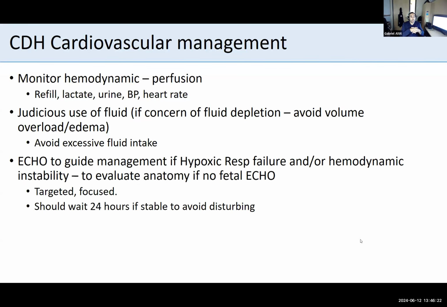There are guidelines looking at when the first echo should be done. And currently in the Canadian context, it's been advocated that if you have a good fetal echo and if the patient is stable, you could probably wait until 24 hours of age to avoid disturbing the patient. But obviously, if you have a patient crashing in front of your eyes, you probably want to have a targeted, focused evaluation in that patient.